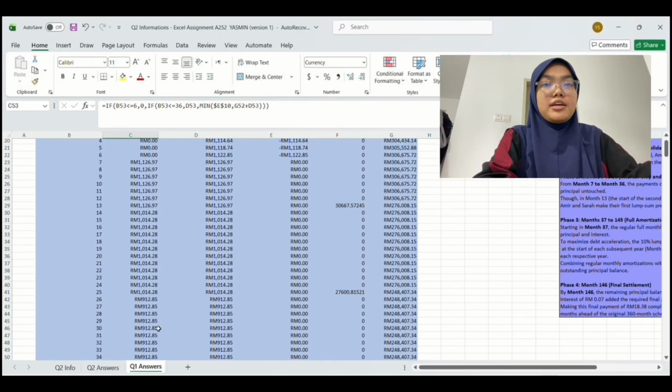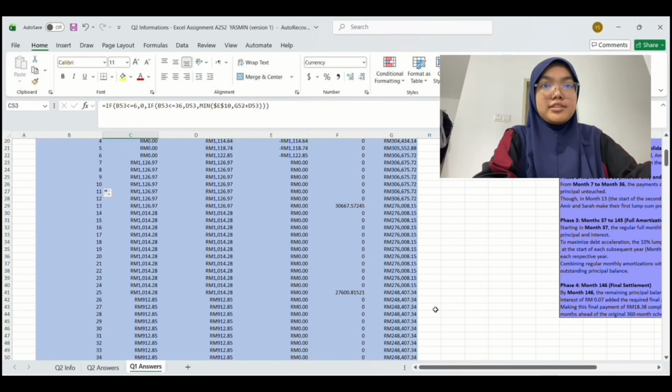From month 7 until month 36, Amir and Sarah pay only the monthly interest, so the regular principal repaid remains at 0. However, because extra payments begin in year 2, the outstanding balance still decreases during this period whenever an extra payment is made. For example, extra payments occur in month 13 and month 25, which directly reduce the principal balance during this interest-only stage.